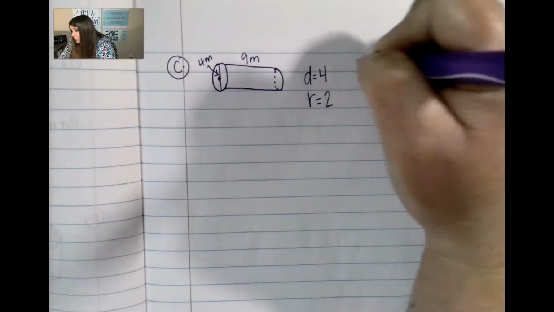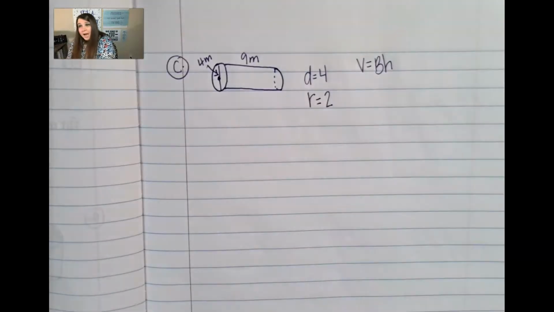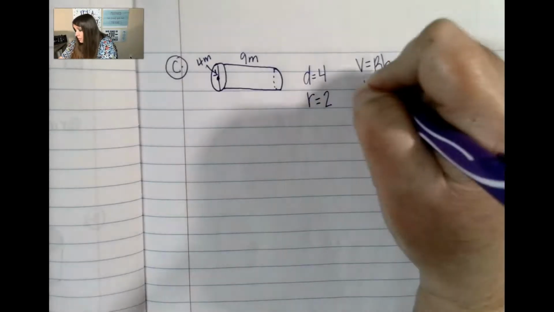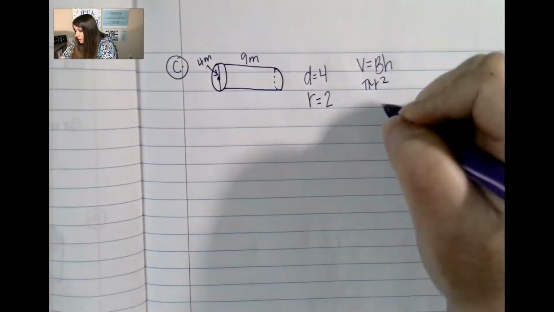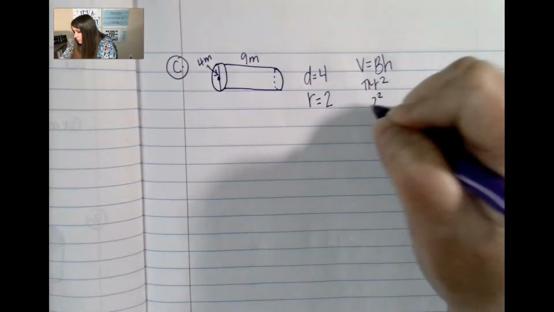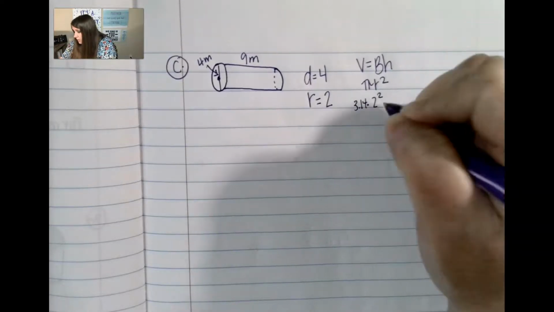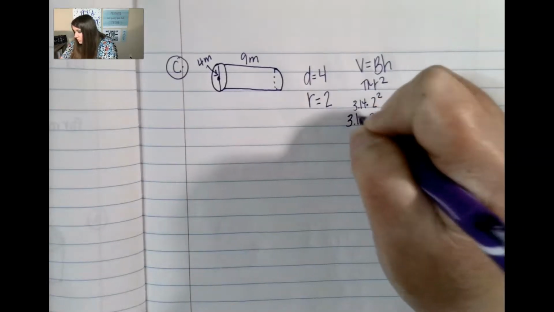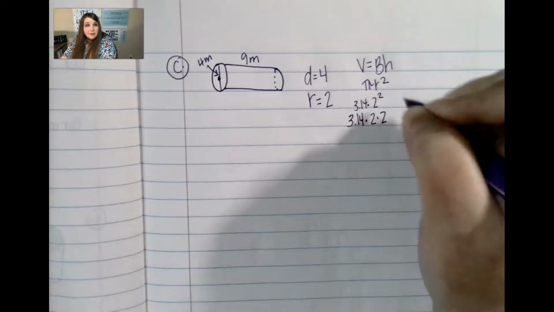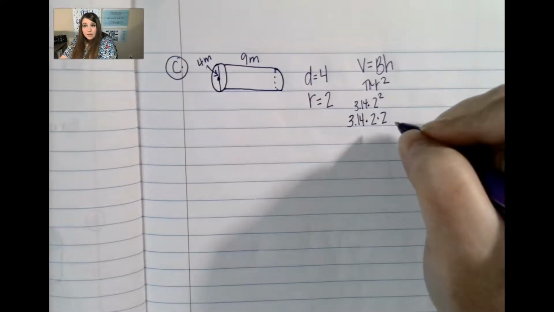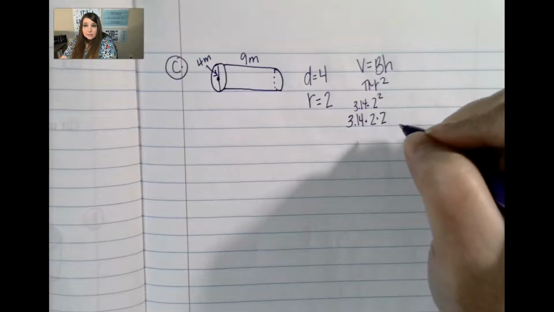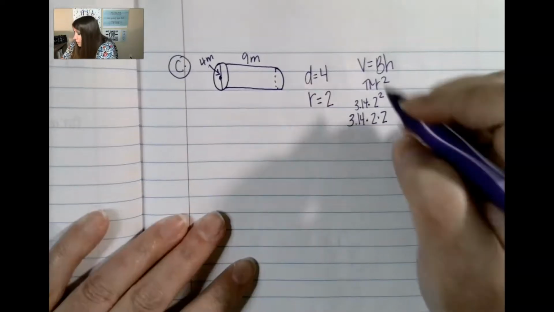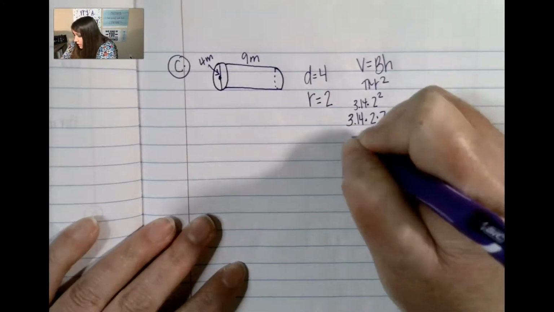So again, volume equals the area of the base times the height. Let's look at the area of the base first. We know we want pi r squared. Well, our r is 2, and pi is 3.14. 2 squared is 2 times 2, and that is times 3.14. Again, we're just using area of a circle here, just like we did in some of our last lessons. Area of a circle first, and then multiply it by the height. This is 4, and 4 times 3.14.